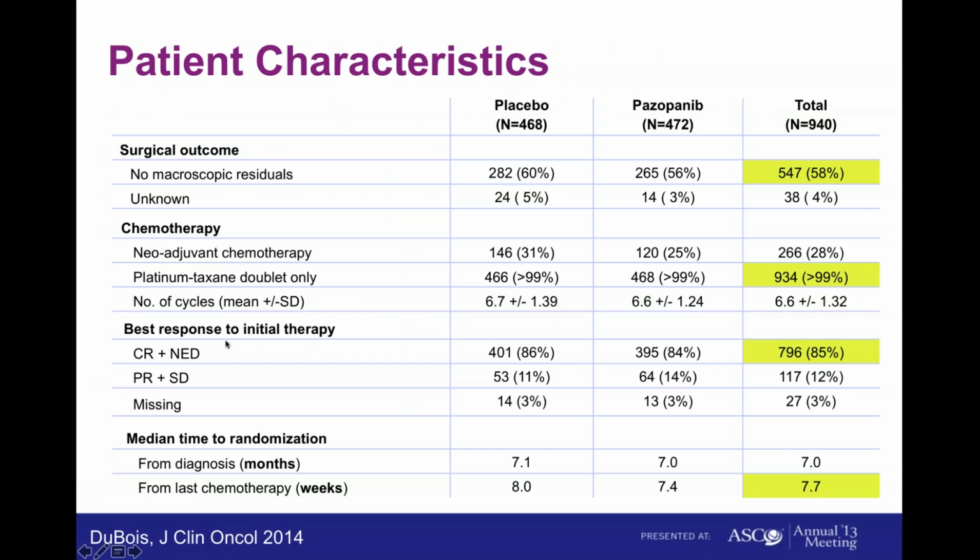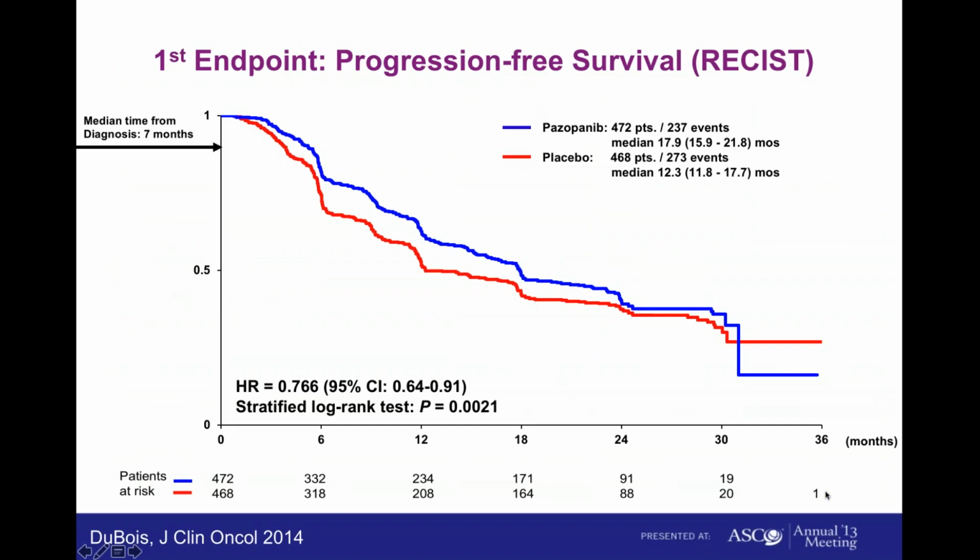And this is just a kind of a schema, a table of the characteristics of the patients who went on to treatment. And you can see that most of these patients got very much the standard type of chemotherapy, and most of them have had a very good response. So you can see here that 86 and 84% of women, 85 overall, had a complete remission of their tumor before they went on to treatment, and they were enrolled within about 2 months.